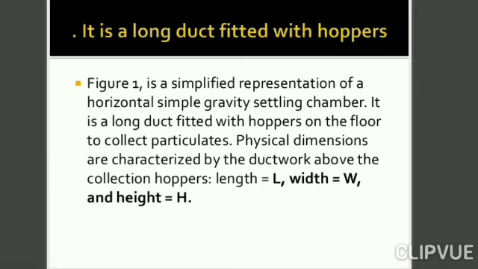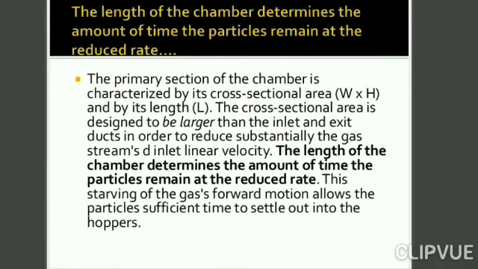Physical dimensions are characterized by the ductwork above the collection hoppers: length, width and height, mentioned in short form as L, W and H. The length of the chamber determines the amount of time the particles remain at the reduced rate. The primary section of the chamber is characterized by its cross sectional area, which is width multiplied by height, and by its length.